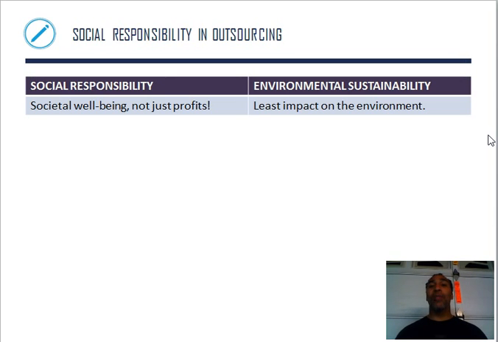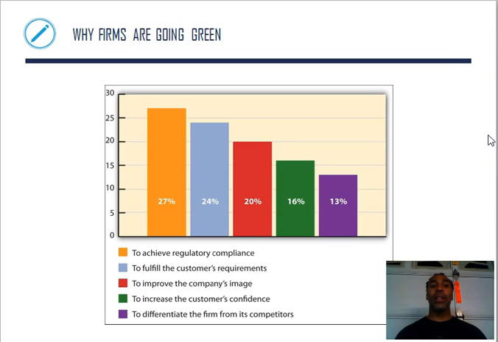Social responsibility and outsourcing, companies come to mind like Nike. Social responsibility or societal well-being, not just all about the profits. Environmental sustainability, least impact on the environment. Maybe in another country, they're not necessarily held to the same standards as the United States.